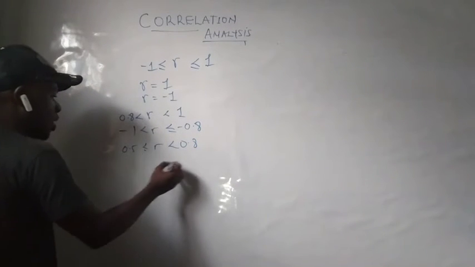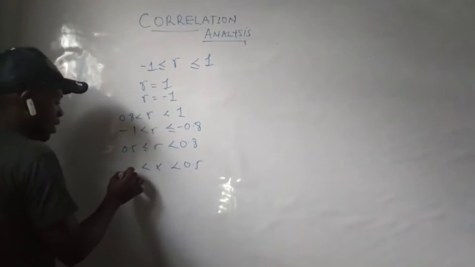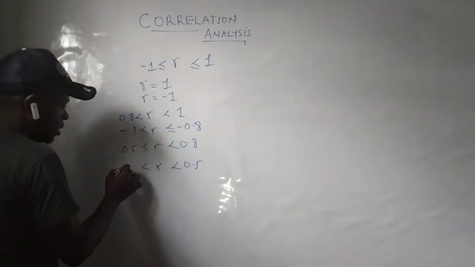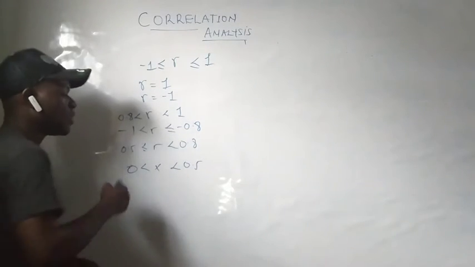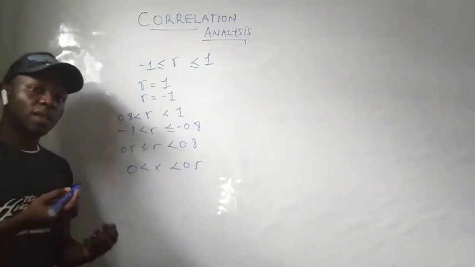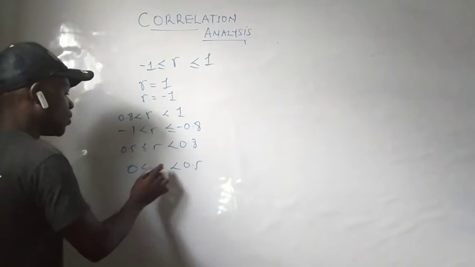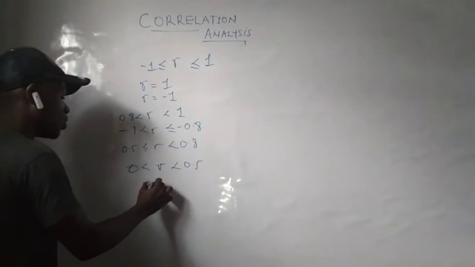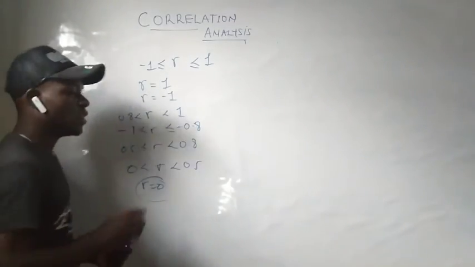But when r is strictly less than 0.5, and greater than 0, they call it weak positive. And the same thing for the negative side, it is called weak negative. But the moment our r is equal to 0, it is called no linear relationship between the variables.